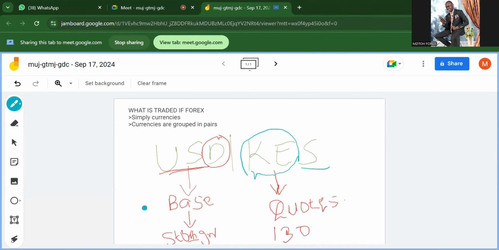But now that is not enough. Currencies are classified in three main categories. Remember, in Forex, you don't trade every currency. There are currencies that when you trade, chances of making money are very low and chances of losing money are very high. But there are currencies that when you trade them, you can easily make profit. So there are currencies that are most favorable to you as a trader, and there are currencies that are riskier for you to trade.